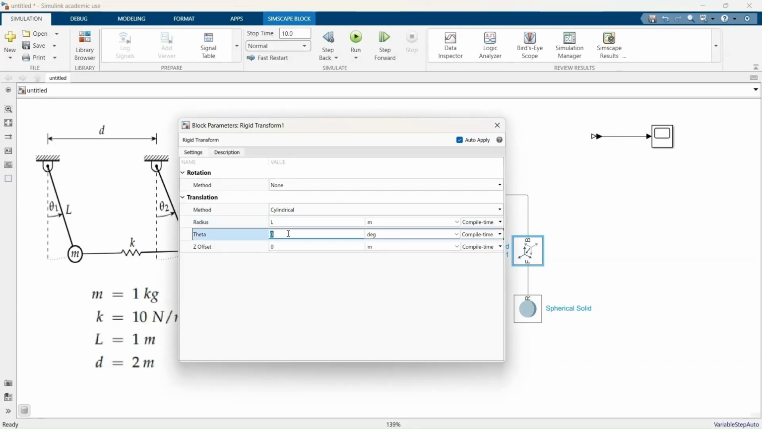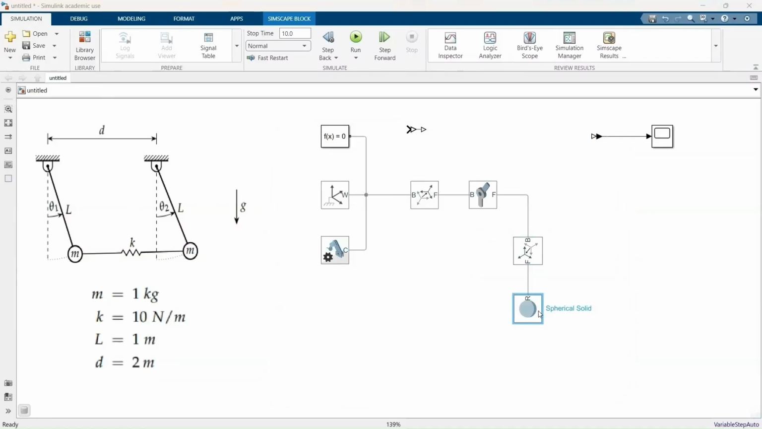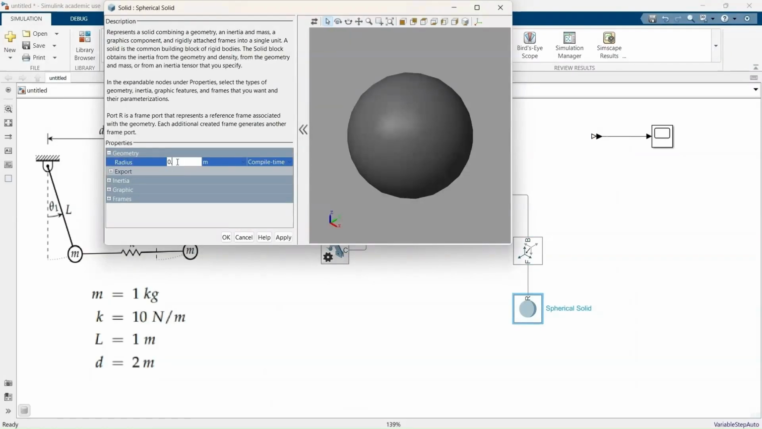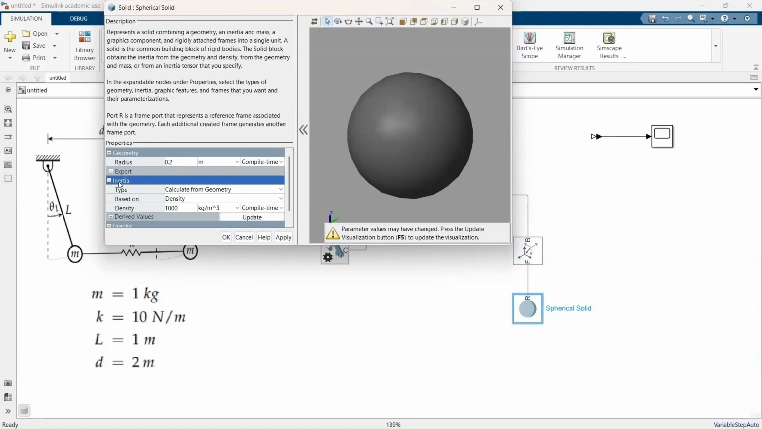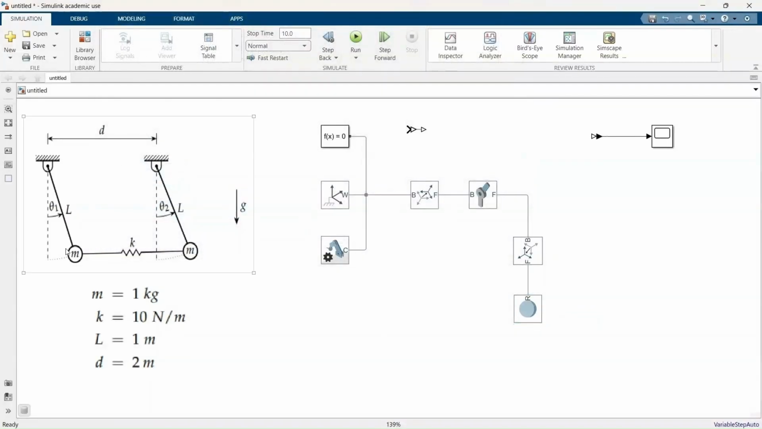This block defines 0 at the right side of the pivot. If I use positive 90, the mass will be placed at the top, so using negative 90 places it here. And I'm going to set this radius to 0.2. Then define it as a point mass. Now we have one pendulum here.